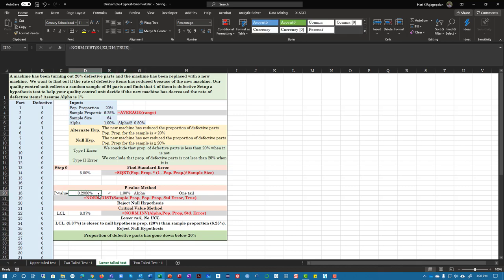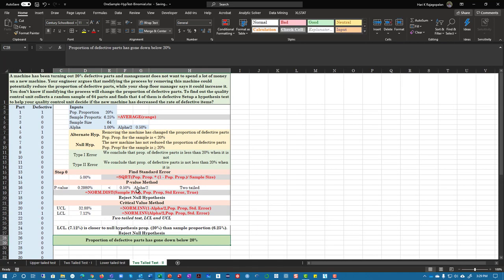Your p-value, since this is a lower tail test and your sample proportion is less than your population value, you're looking at the left-hand side. You don't have to do 1 minus for alpha here because you're looking at the left-hand side. And in the two-tailed test, in a similar scenario, you're going to use alpha by 2. And then here the lower limit has alpha by 2. And then you're going to use the lower limit here to compare it to the sample proportion.